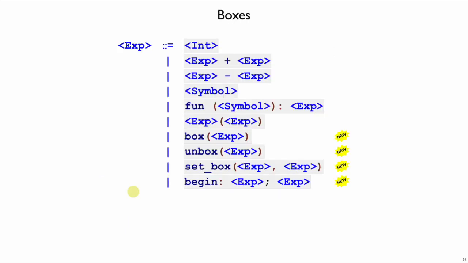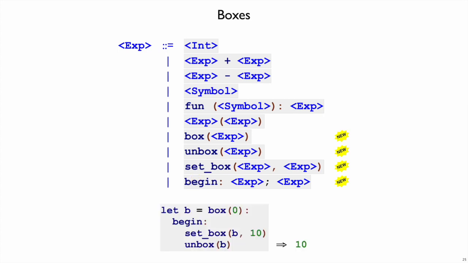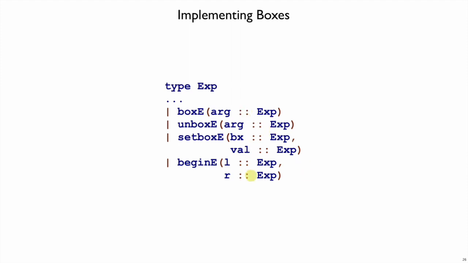That means our new grammar will look like this. We have all the old cases, plus these new forms in our language. So for example, in extended Mo, if we say let b equals box 0, set that box b to 10, and unbox it, we should get a 10 out of the box. Reflecting these changes to the grammar, then we have these new changes in our X data type, the abstract representation of the grammar. Changing the parser to deal with these new forms is straightforward, so we'll look more at how the interpreter can work.